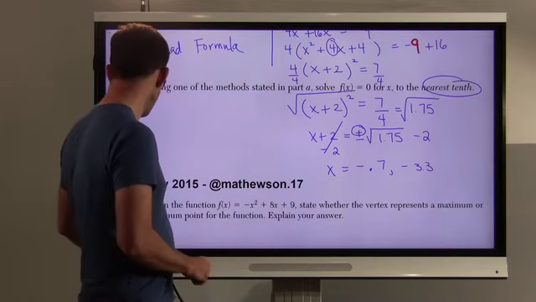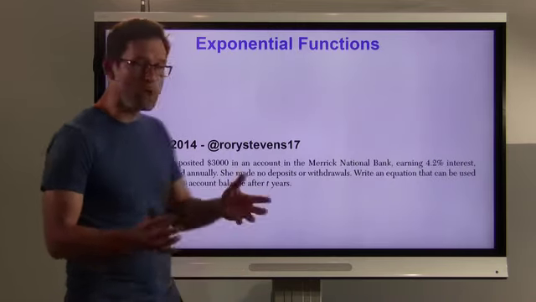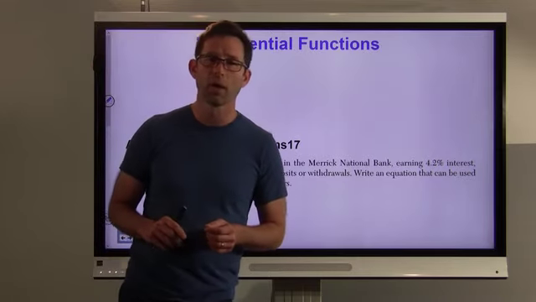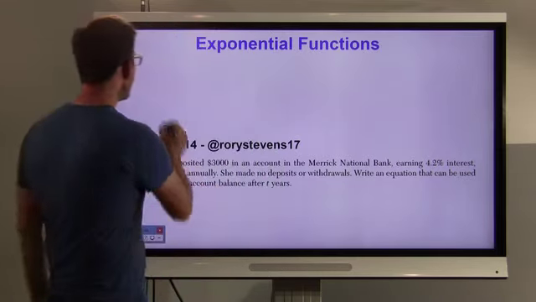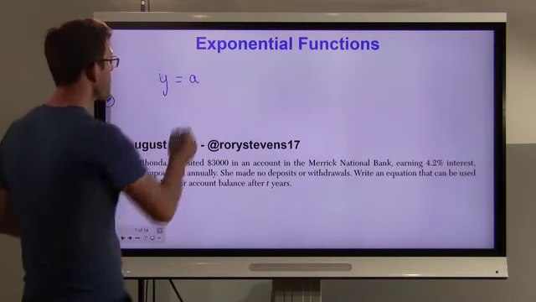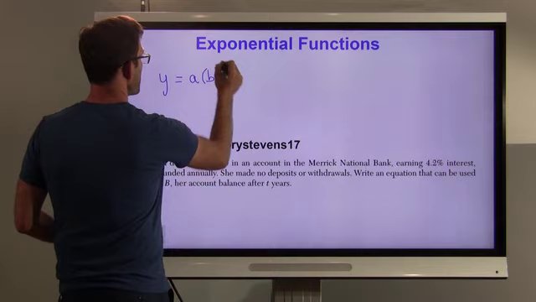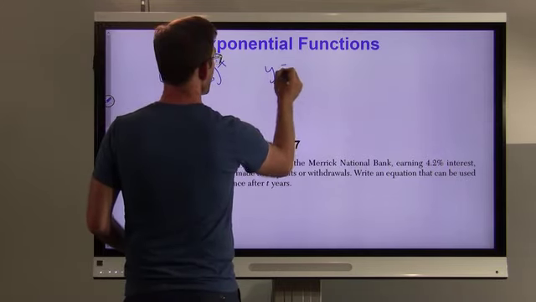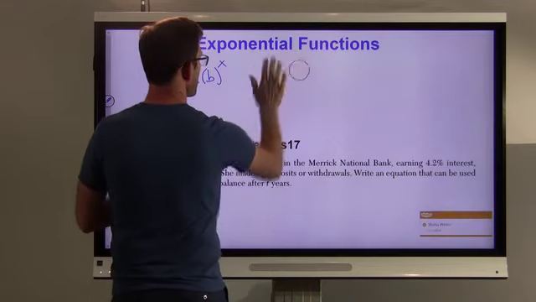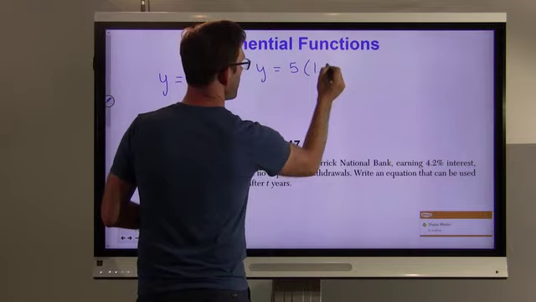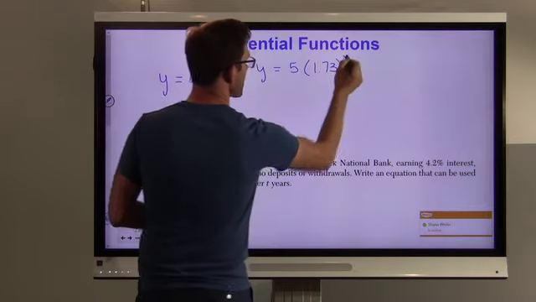Okay, let's keep going. Exponential functions. Exponential functions are amazingly important on the Common Core Algebra 1 exam. An exponential function is one that basically looks like this: some number times another number raised to the x. Okay? So for instance, y equals 5 times 1.73 to the x.